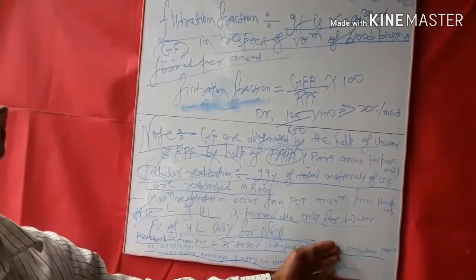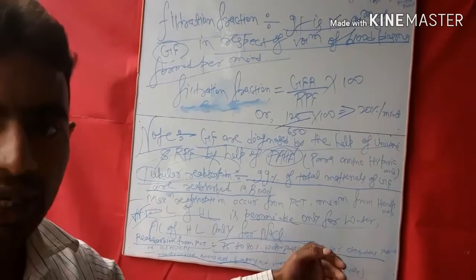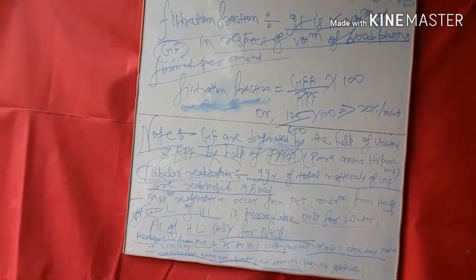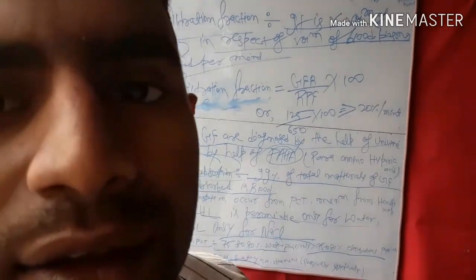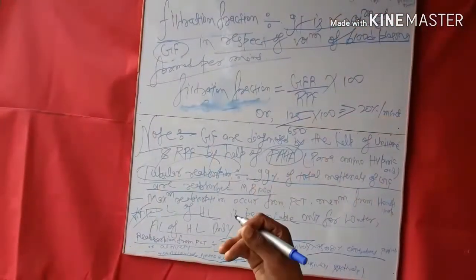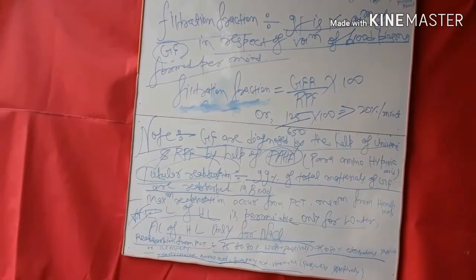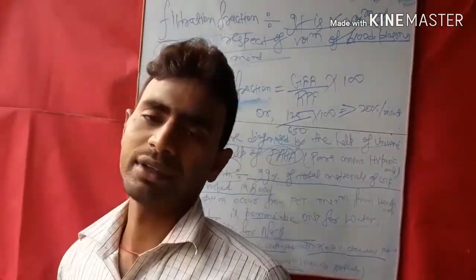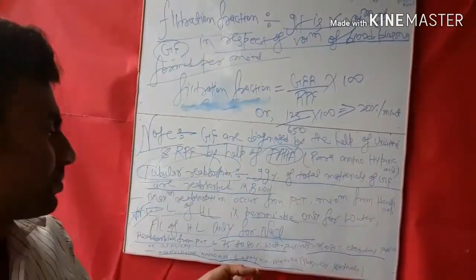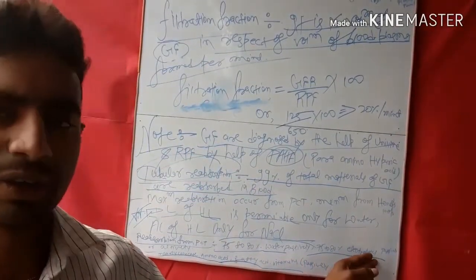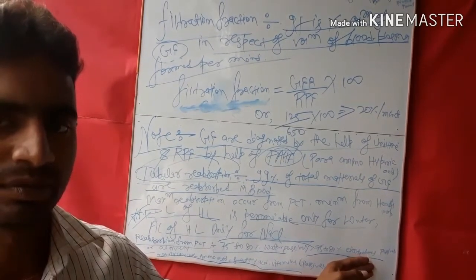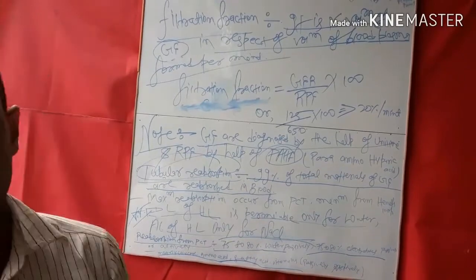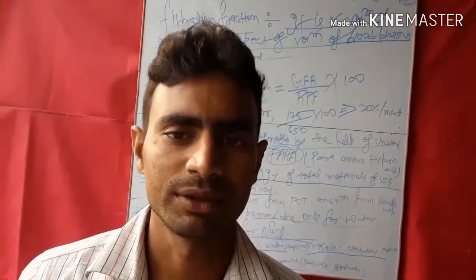Here, the electrolytes that are present are sodium ions, chloride ions, potassium ions and calcium ions. These are the electrolytes. That absorption will happen from the proximal convoluted tubule, 75 to 80%.